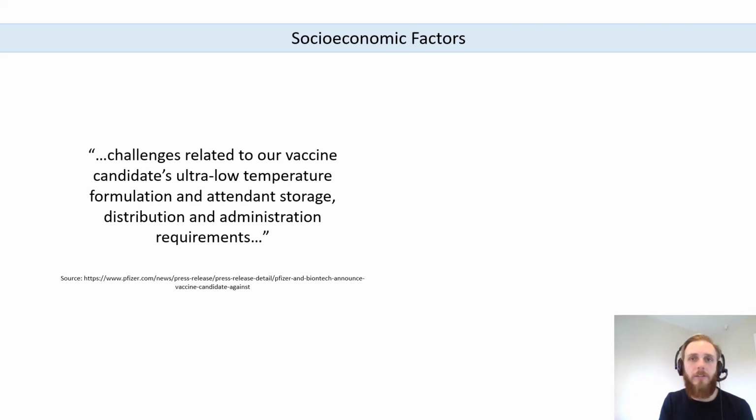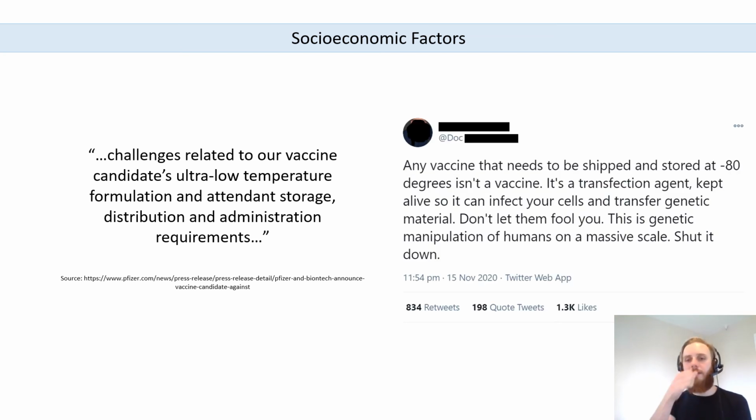Now on the right, I just have a tweet that's been floating around, and it is what it is. Remember, it's just a tweet, but also you can see quite a lot of people have viewed it. It's over 1,000 likes and over 800 retweets, and it says, someone purporting to be a doctor: Any vaccine that needs to be shipped and stored at -80 degrees isn't a vaccine, it's a transfection agent kept alive so it can infect your cells and transfer genetic material. Don't let them fool you. And this is genetic manipulation of humans on a massive scale. Shut it down. So there's a lot of problems with this statement.